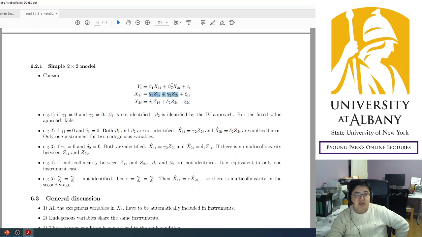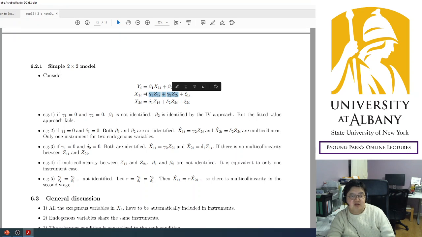So beta 2 can be identified. Beta 2 can be identified by the IV approach, but the fitted value approach fails because the second stage regression does not work because x1 is gone. x1 hat will be always 0. So the two-stage approach doesn't work. But it is an interesting example to see what happens. So this is the case. You may interpret this case as the case where one endogenous variable has no correlation with any of the instruments. So that's the first case.